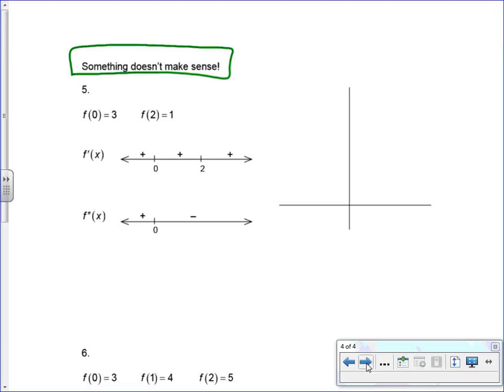So let's start with what this tells us. F of 0 equals 3. 0, comma, 3. Look at that, I did that without 1, 2, 3. Let's do it. F of 2 over here equals 1. Don't go as high as 3. Put a 1 right there. Everybody see?